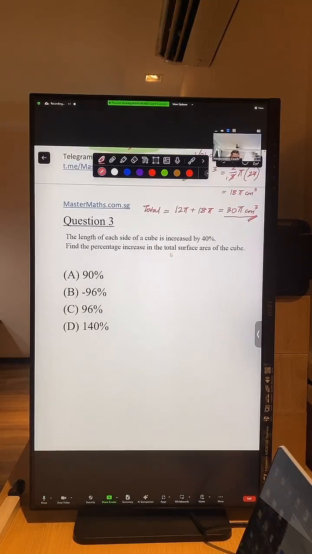Wow, why is this question so complicated? Okay, never mind, I like complicated questions.